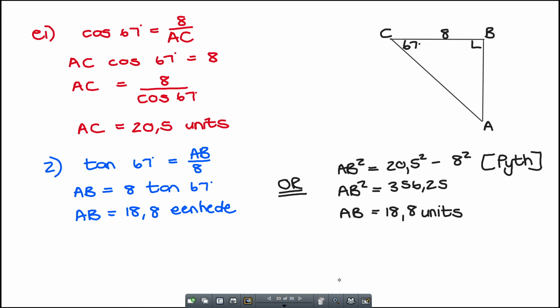Oh no, what is AC? Sorry. We have AC, we have the hypotenuse. Okay, so to get AB, I'm going to say hypotenuse squared minus that other side squared.